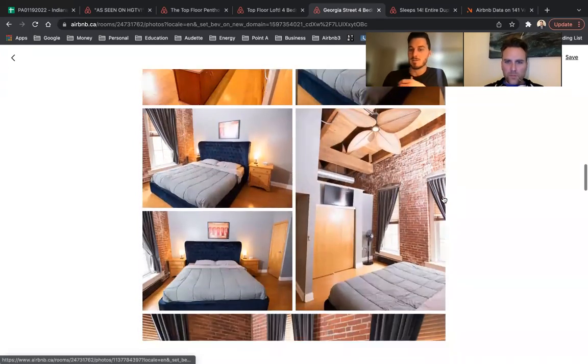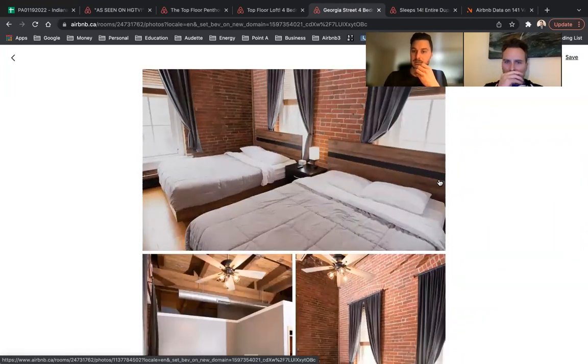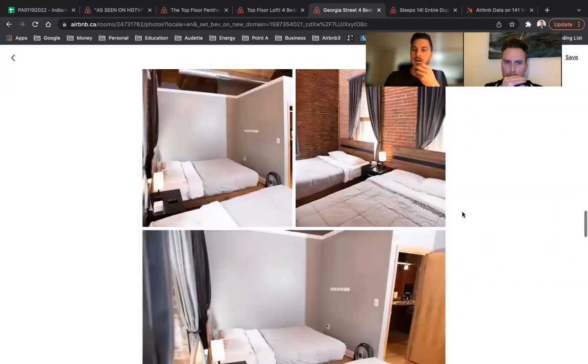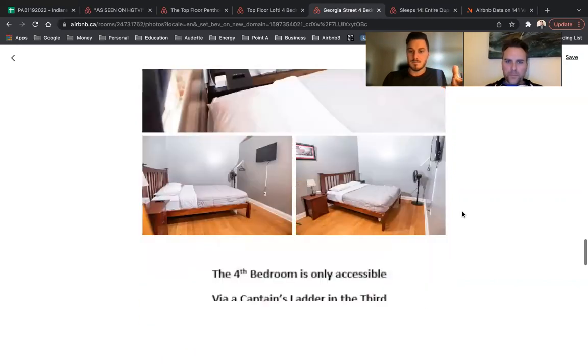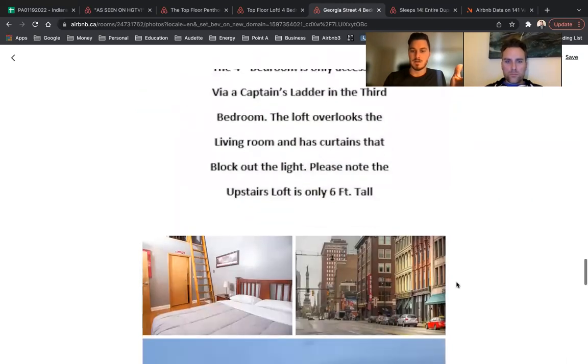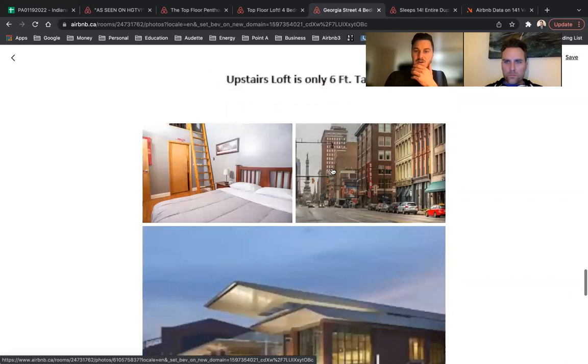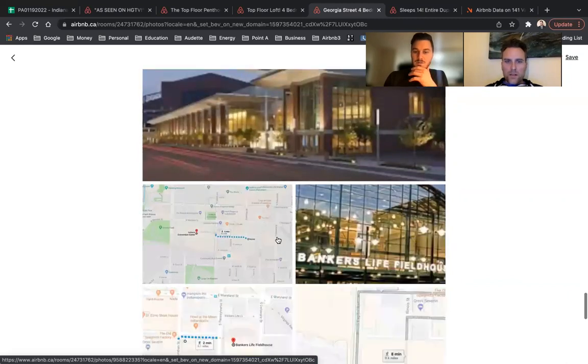He's probably pushing for those people, probably allows them in, and they're probably paying more. You can even see he's got the double beds going, so he sleeps a bunch of people. All in all, this is pretty nice. The loft overlooks the living room. The curtains are blackout. Please note upstairs loft is only 6 feet tall. Interesting. So a pretty cool little place.